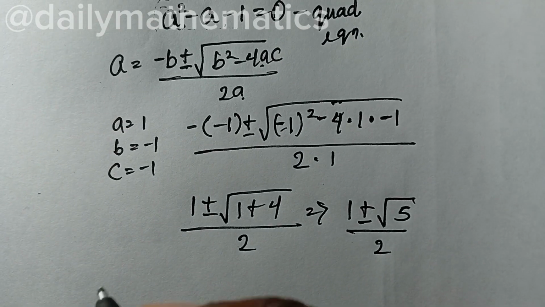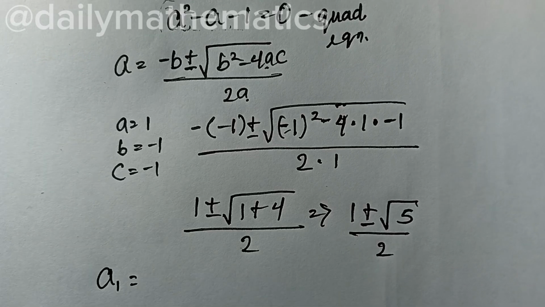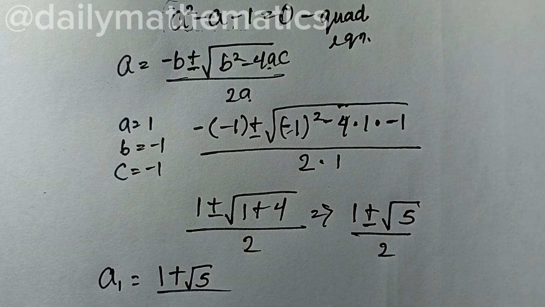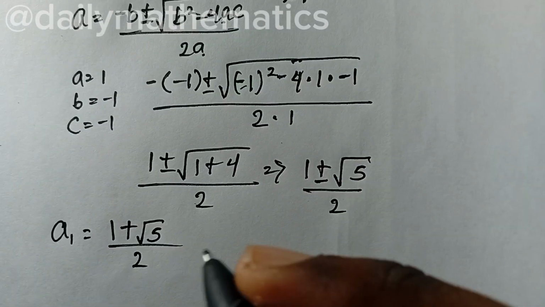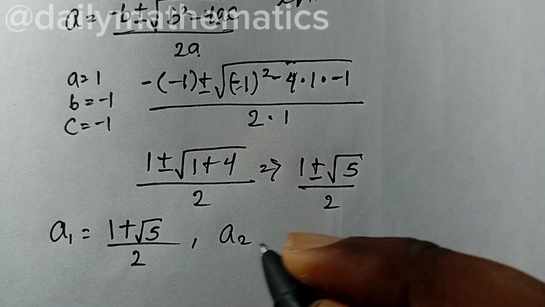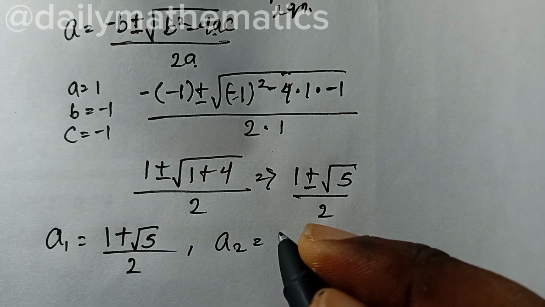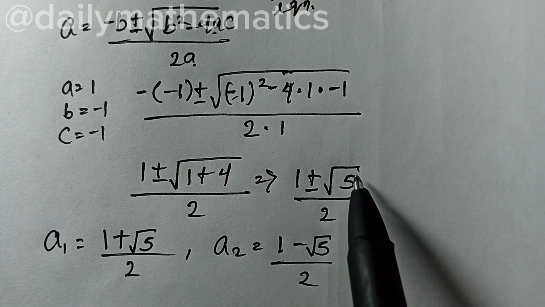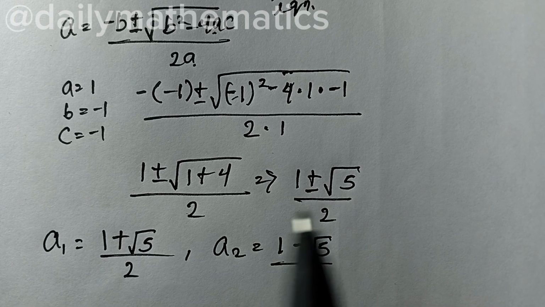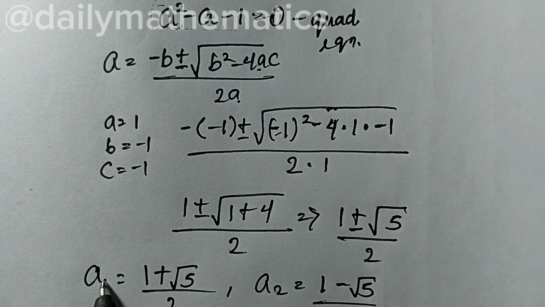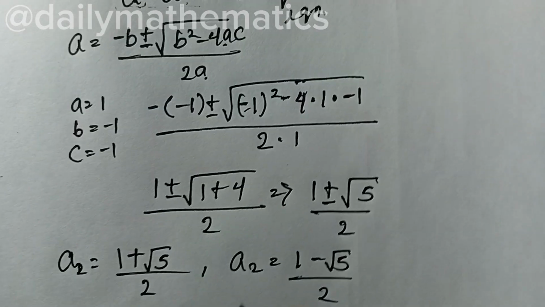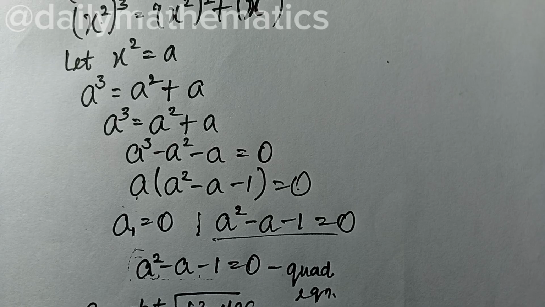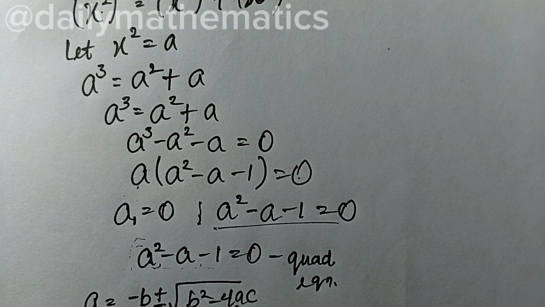So what are the values of a? We have a to be 1 plus root 5 over 2, and then we have the other to be 1 minus root 5 over 2, both of them coming from this answer. Now actually this should be a2, and this should be a3, because we have actually found our a1 here, which is 0.